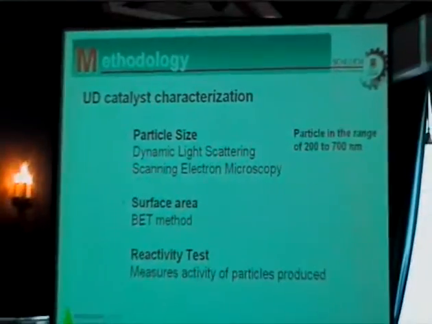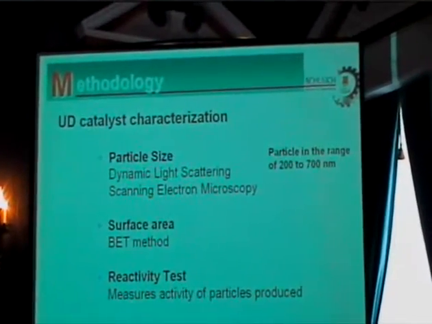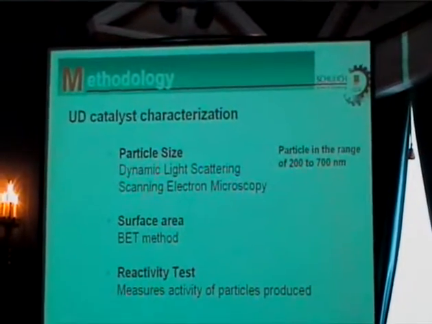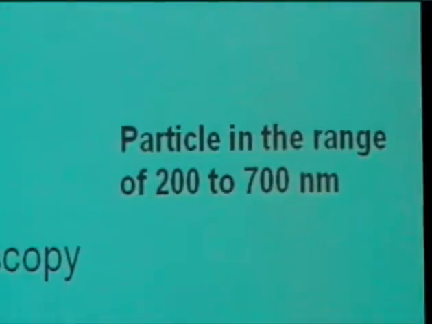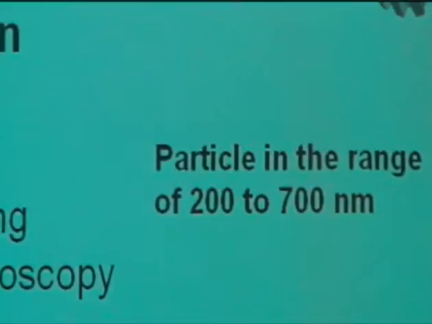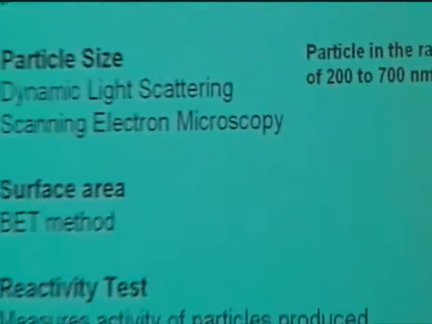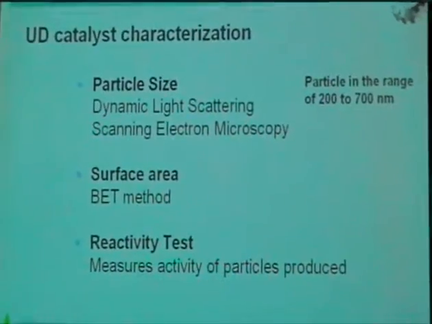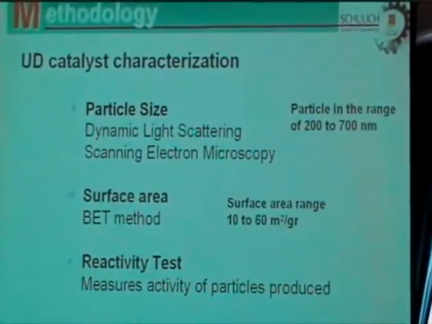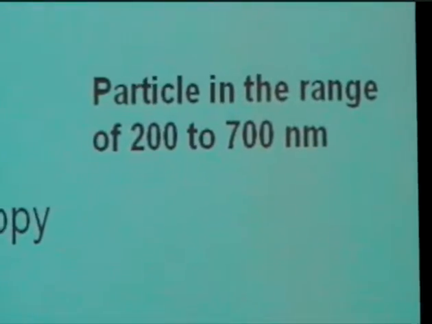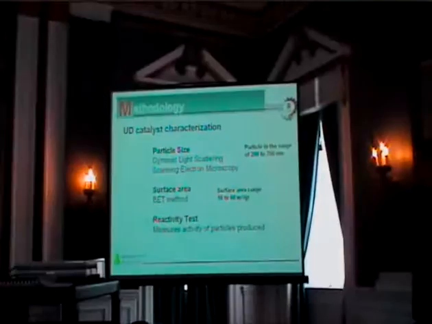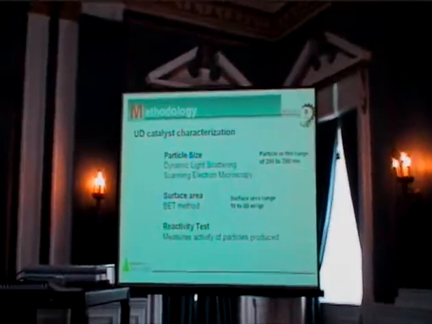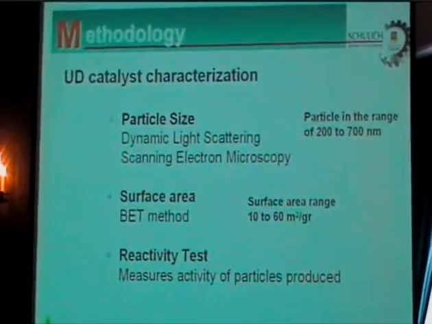Now, for the dynamic light scattering characterization, we obtain a particle size between 200 and 700 nanometers, depending on the catalytic phase we formed and the precursors we were starting off from. And we obtain surface area in the range of 10 to 60 square meters per gram, also depending on the catalyst phase that we obtain.